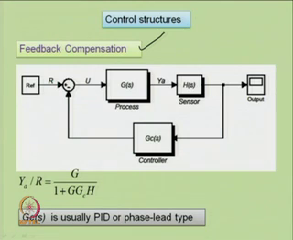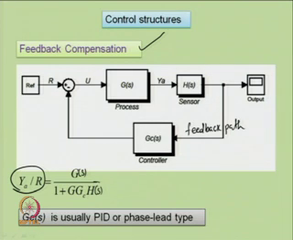Now, in the feedback compensation scheme, the controller is in the feedback path, thus giving the closed loop transfer function y A upon R as G S upon 1 plus G G C H S.